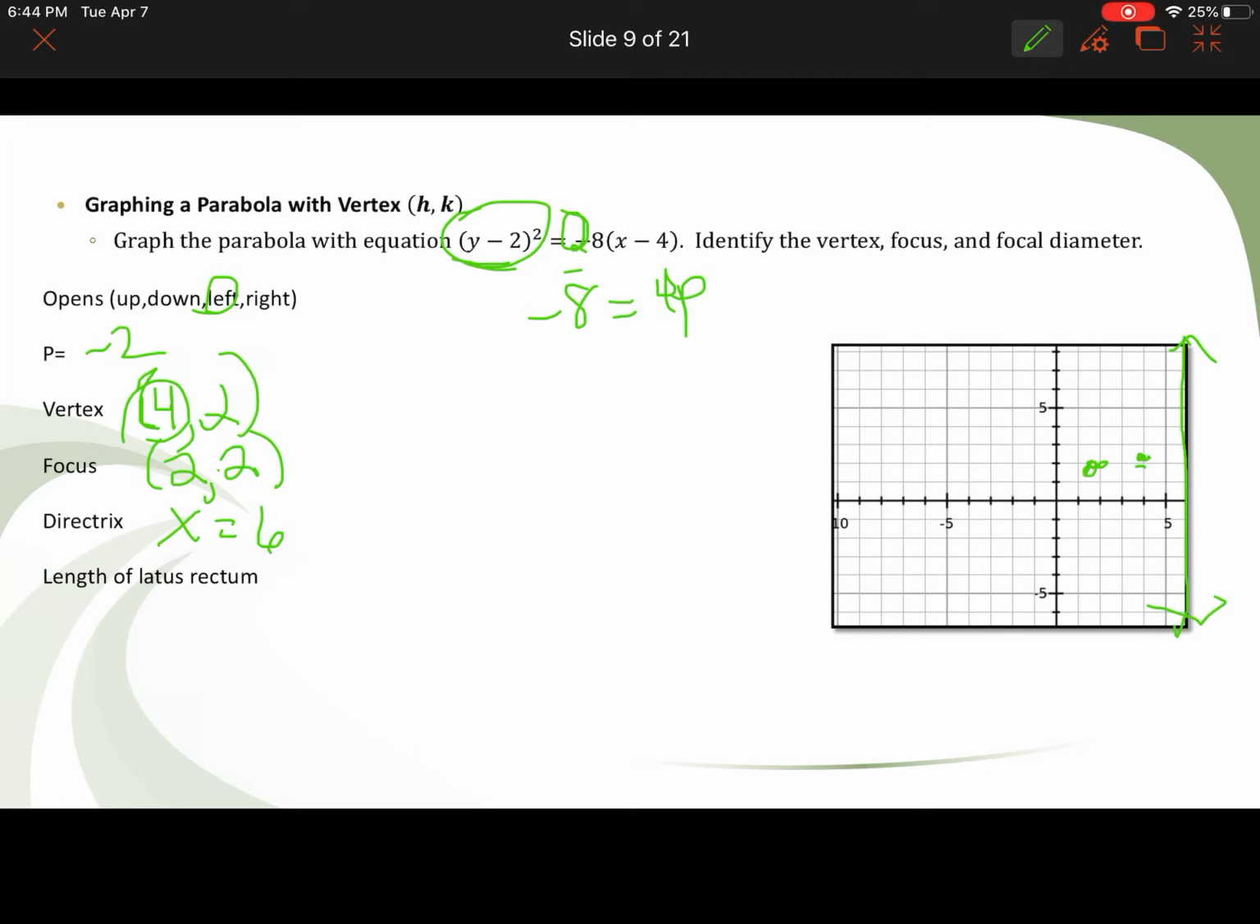So the length of the latus rectum is going to be 8. And so what that means for my graph is I'm going to go at this focus, and I'm going to split the 8 in half. So from the focus, I'm going to go over 1, 2, 3, 4, and 1, 2, 3, 4, and that is the width of my parabola. So it's going to go through the vertex, it's going to go up through those points there.